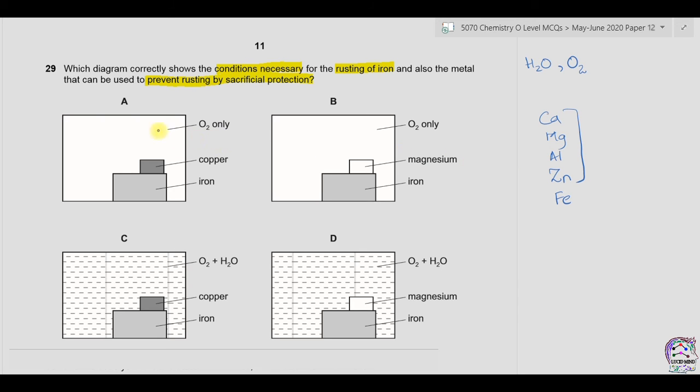Now moving towards the options. A says oxygen only. So for rusting we need water as well, so this is incorrect. B says oxygen only, this is also incorrect. C says oxygen and water vapors, so this is correct. But the sacrificial protection cannot be done by copper because copper is less reactive than iron. In D we have oxygen and water for rusting, and magnesium metal can be used for sacrificial protection as it is more reactive than iron. So the correct option is D.